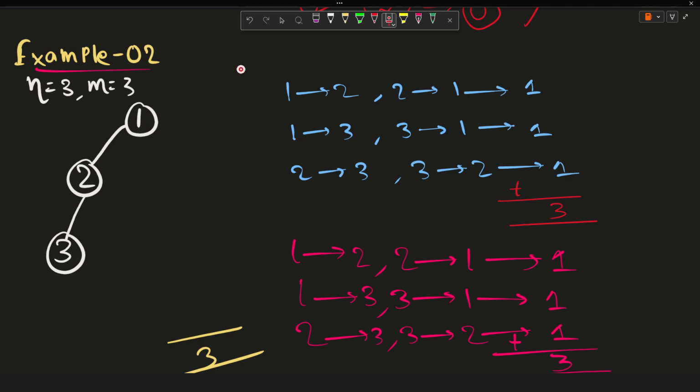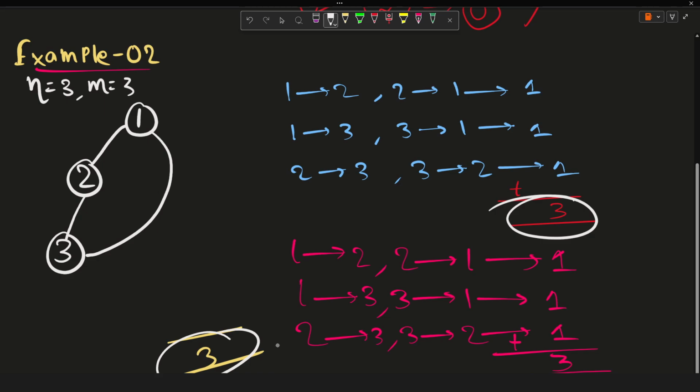So it means that no matter what edge you remove in this graph, you will still be able to reach every vertex from every other vertex. And that's why your answer will not change at all in every case, right? That's why the output for this example is 3 only.